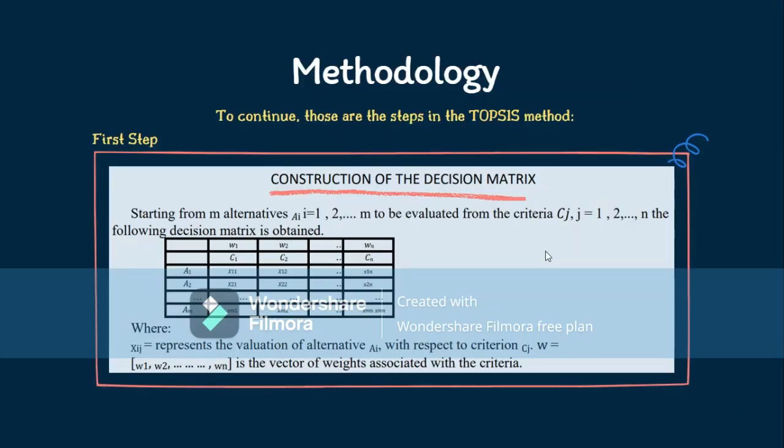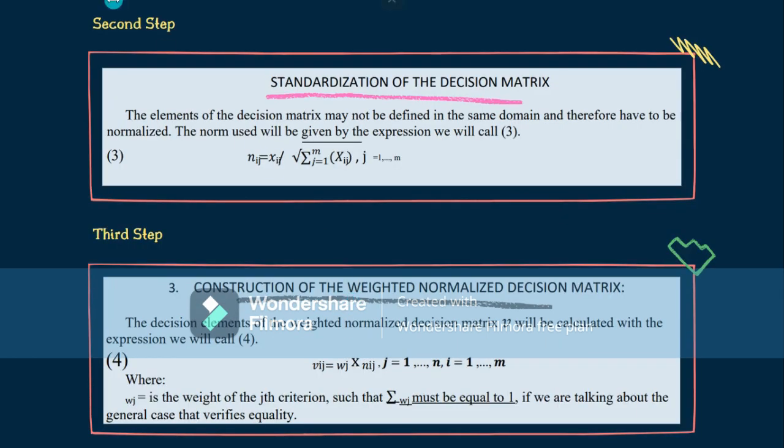Well, what is the methodology? To continue, these are the steps in the TOPSIS method. The first step is the construction of the decision matrix. Starting from M alternatives, to be evaluated against the N criteria, the following decision matrix is obtained. We can see what the matrix is, and in this position we put the solutions of the options that we have. The second step is the standardization of the decision matrix.